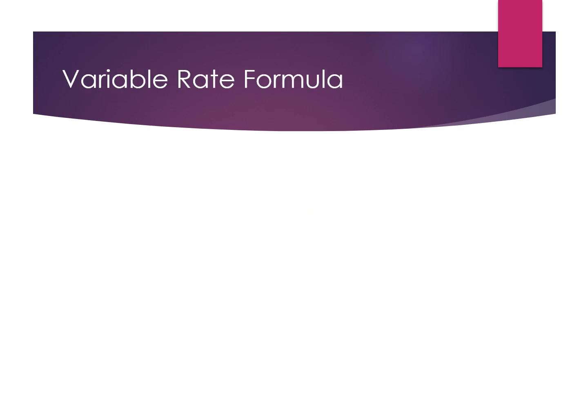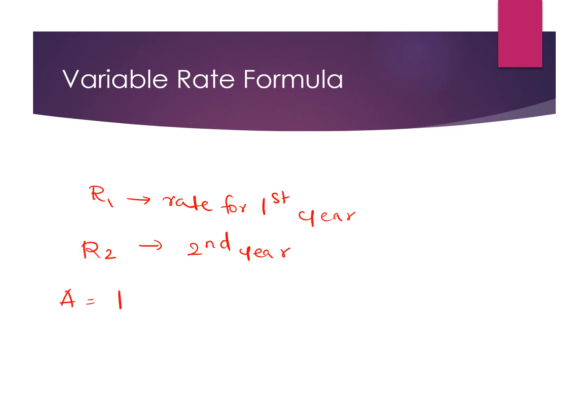Now we'll see the variable rate formula. That is, if for the first year the rate is R1, and in the second year the rate is R2, then amount can be calculated using the formula P into 1 plus R1 by 100 into 1 plus R2 by 100. This is the variable rate formula.